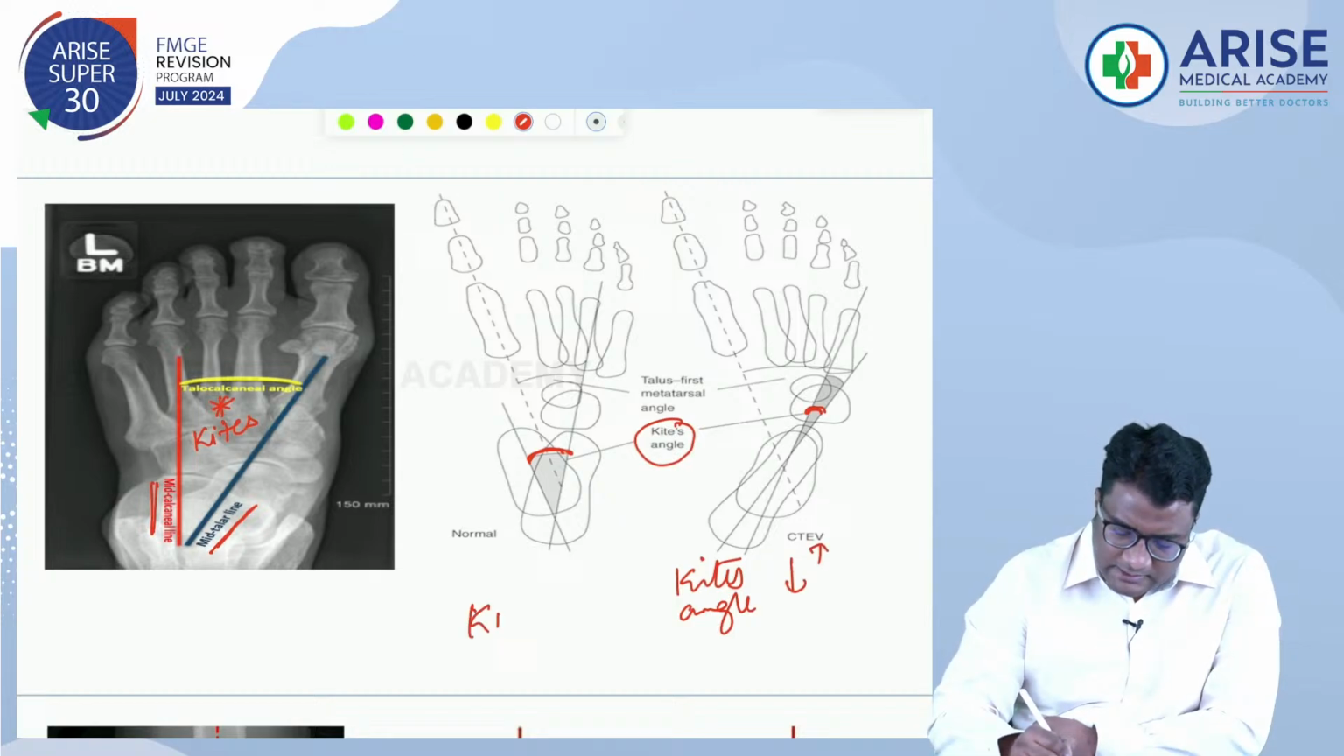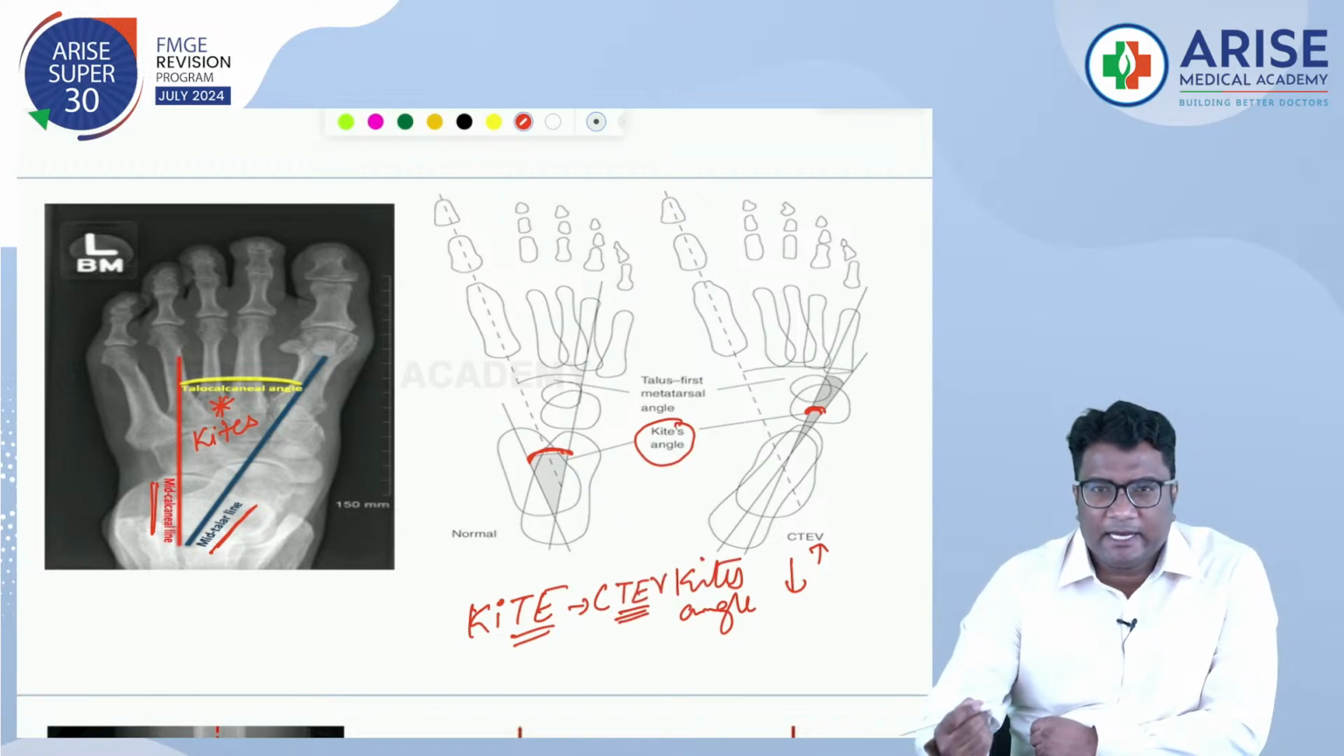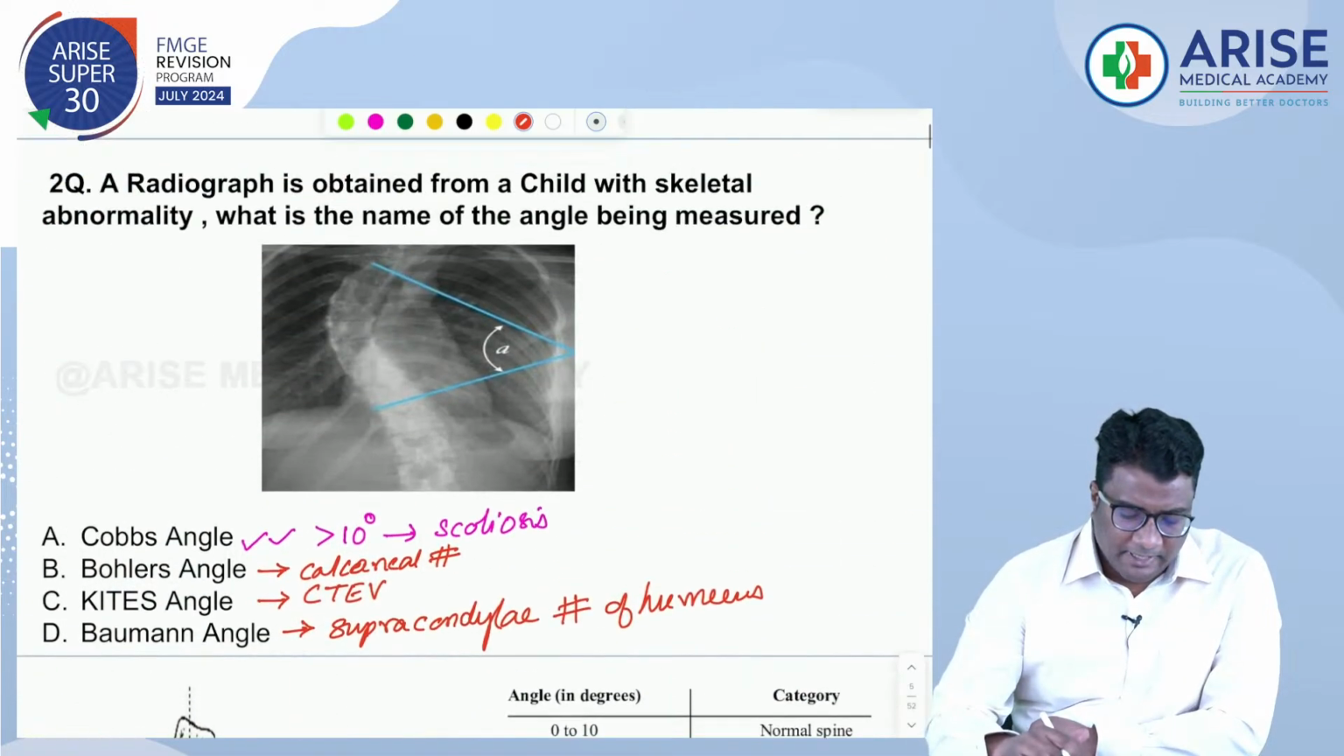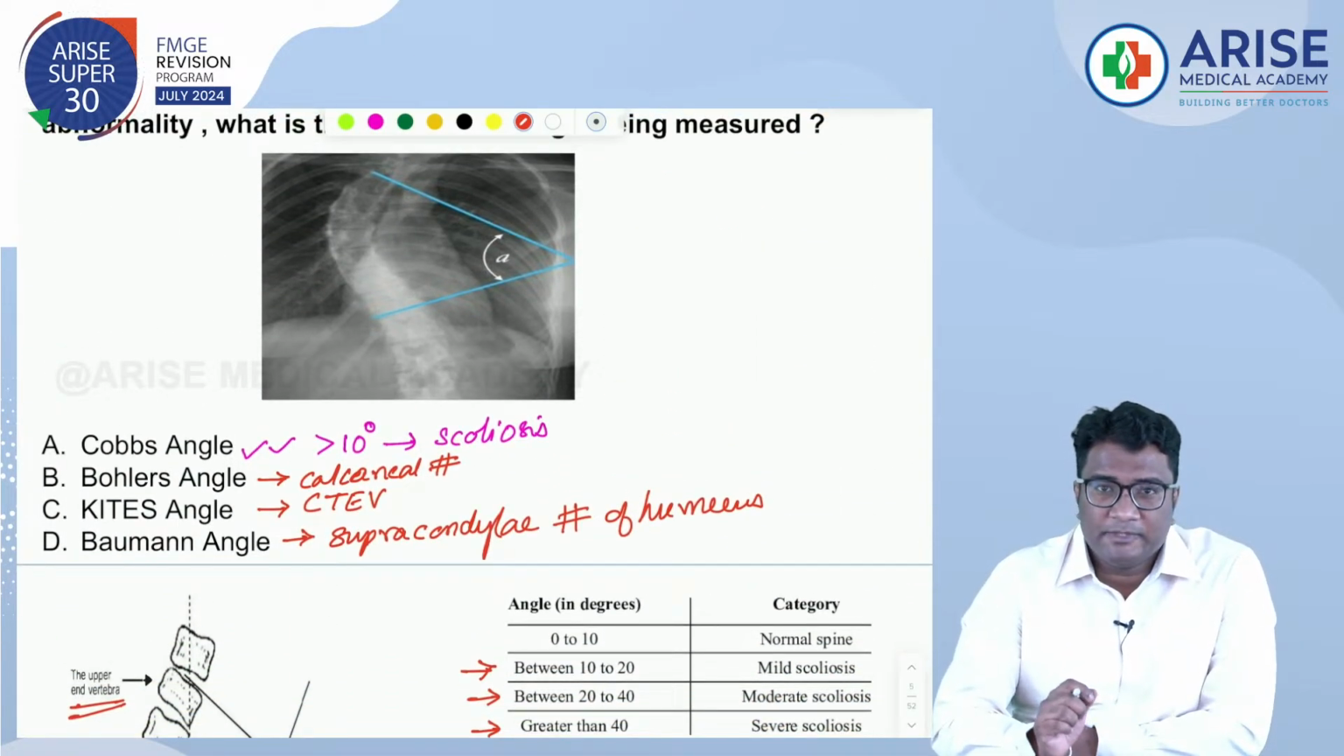So remember, Kite has this thing TE. Remember, CTEV. So Kite's angle and Kite's view is used for what? CTEV, congenital talipes equinovarus. So once again, let's come back to the question. Cobb's angle more than 10 degrees is suggestive of scoliosis. Decrease in Böhler's angle and increase in Gissane angle is suggestive of calcaneal fracture. Kite's angle is for CTEV.